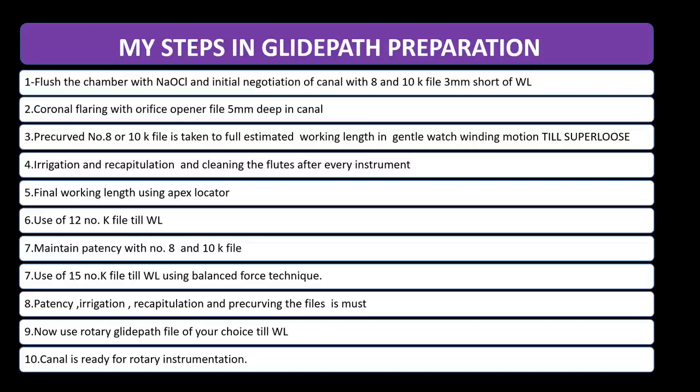Then use a number 12 K file to the working length. Maintain patency with number 8 and number 10 K files. Then use a number 15 K file to working length using the balanced force technique. Patency, irrigation, recapitulation and pre-curving the file is a must. Now you can use a rotary glide path file of your choice to the working length. And now the canal is ready for rotary instrumentation.